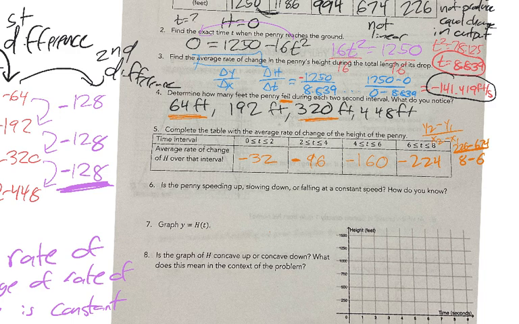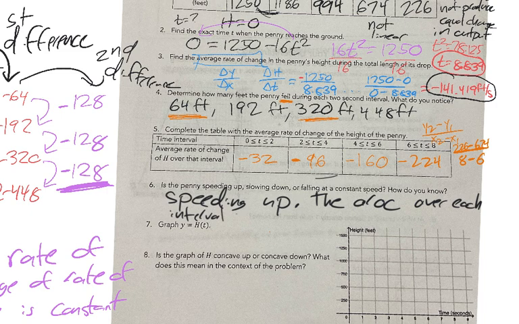6. Is the penny speeding up, slowing down, or falling at a constant speed? Speeding up. It is speeding up. How do you know? Because the higher AROC is going further. So these are the ones that are a little hard to explain. We would say the AROC, I liked you using that, the AROC over each interval is getting... So what's happening to the AROC for each interval?